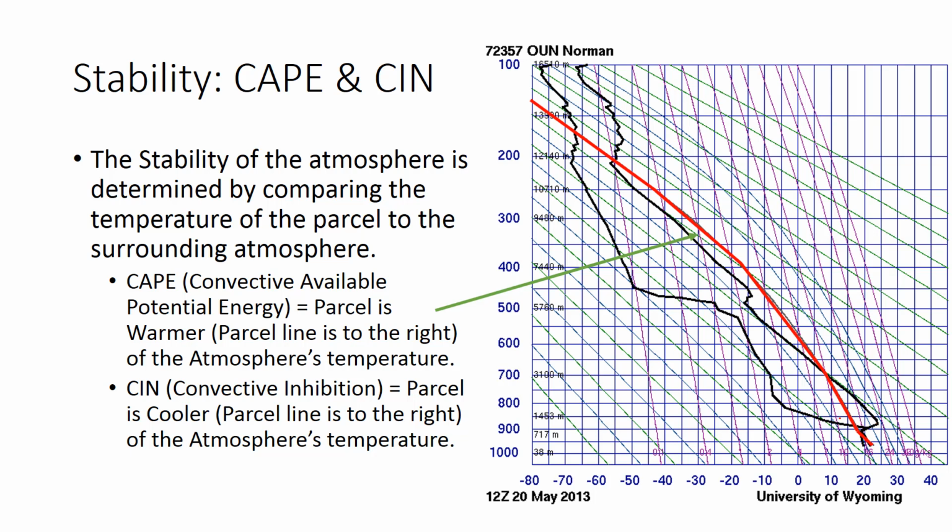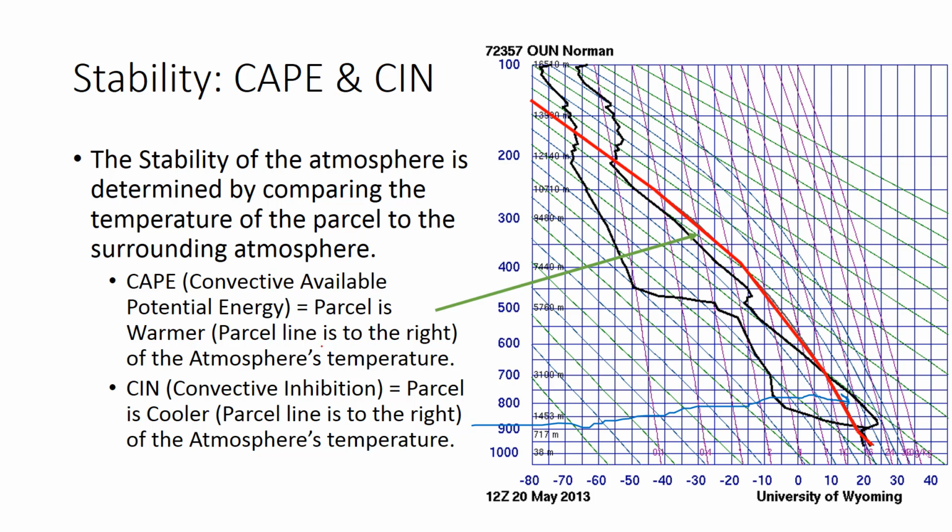And whenever the parcel is cooler than the atmosphere, like it is right over here, the parcel line, this red parcel line, is to the left of the temperature line. This is called CIN, or convective inhibition. So let me pull out a little arrow right here. This is called convective inhibition. This whole area right here is an area where the parcel is cooler than the surrounding atmosphere. So it can't rise in that case. Now, something can cause it to rise, something can force it to rise, but it can't rise on its own.